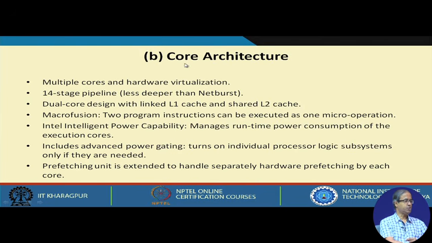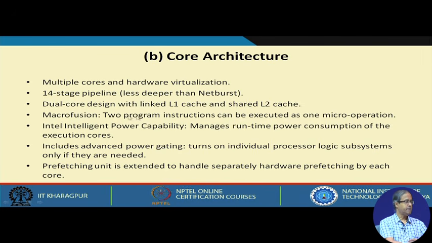So, next came the so called core architecture. So, the multi-core architecture came from this family. Here you had multiple cores and again hardware virtualization by using multi-threading. Here the pipelines were made simpler. Instead of 20 stages in Netburst, it became 14 stages. And dual core design, so the first version uses 2 cores, they had dedicated L1 cache and shared L2 cache. So, L3 cache was not there in this family.